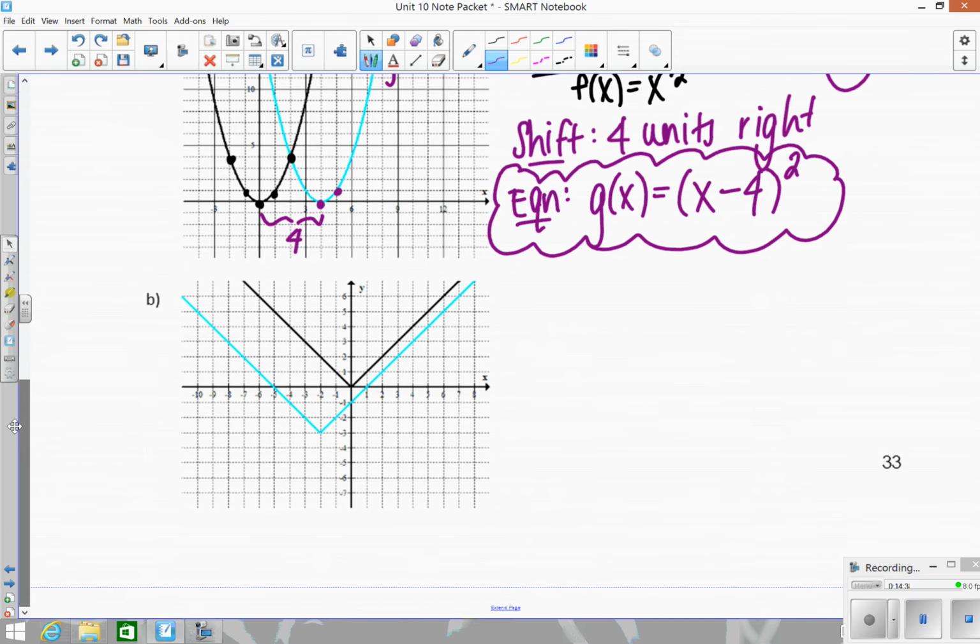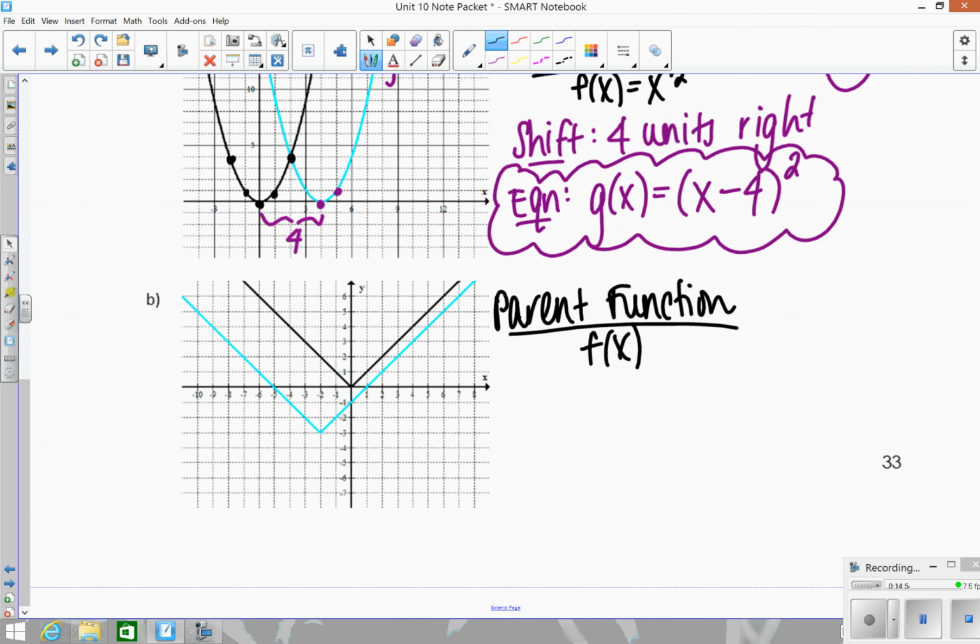So let's just look at one more. So this one, as soon as I see this picture, I know that my parent function is going to be the absolute value function. So the parent function, or the original, is absolute value because of the V. I know that it's the absolute value, so that's this one.